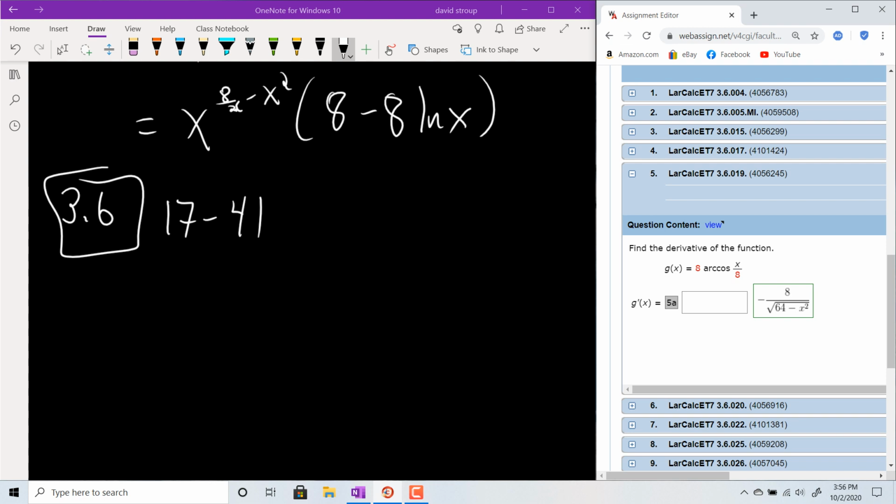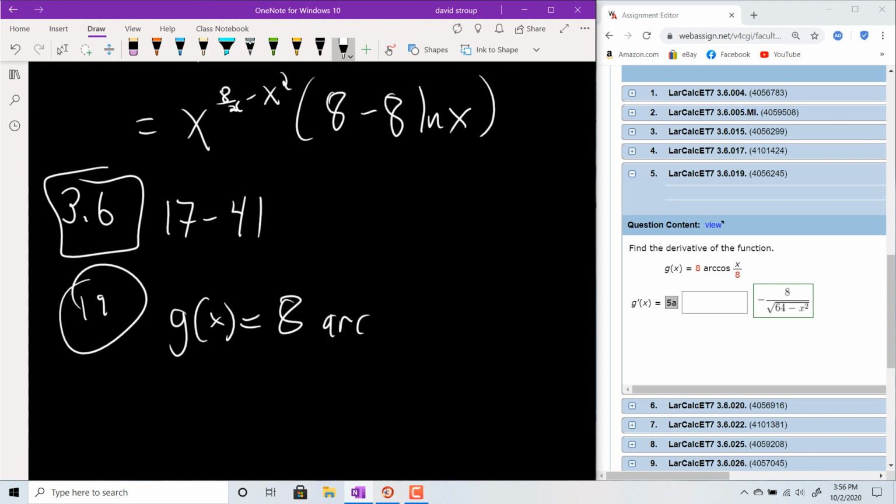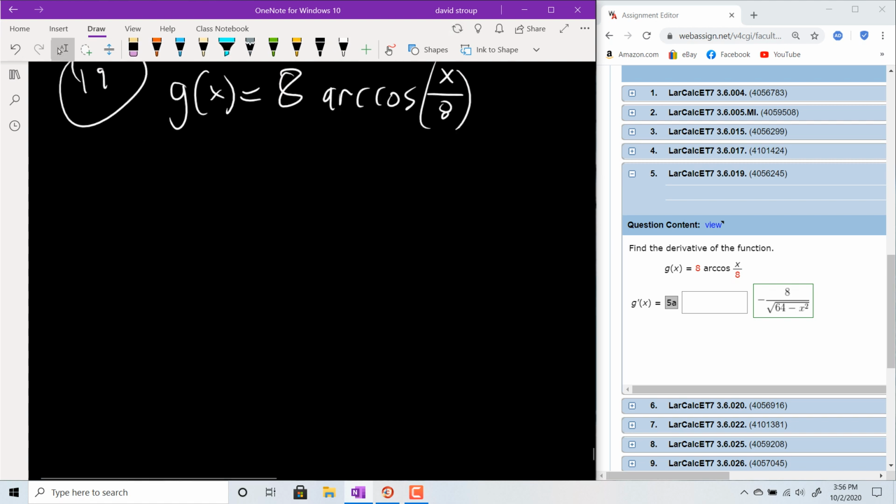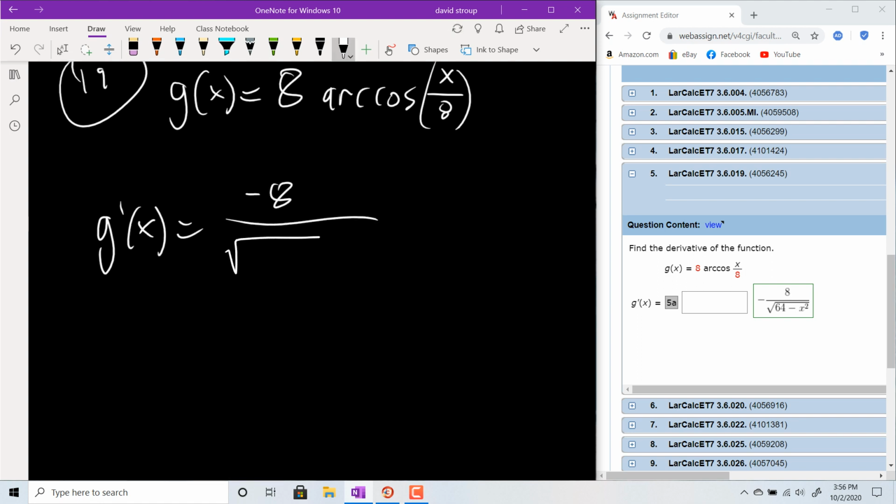Okay, so let's look at this guy. It's number 19. g of x equals 8 arccosine of x over 8. Okay, so what do we have? g prime of x is equal to 8 all over, well, it's negative because it's arccosine, all over the square root of 1 minus the stuff inside there, x over 8 squared, and then you have to tack on the derivative of the x over 8, which is 1 over 8.